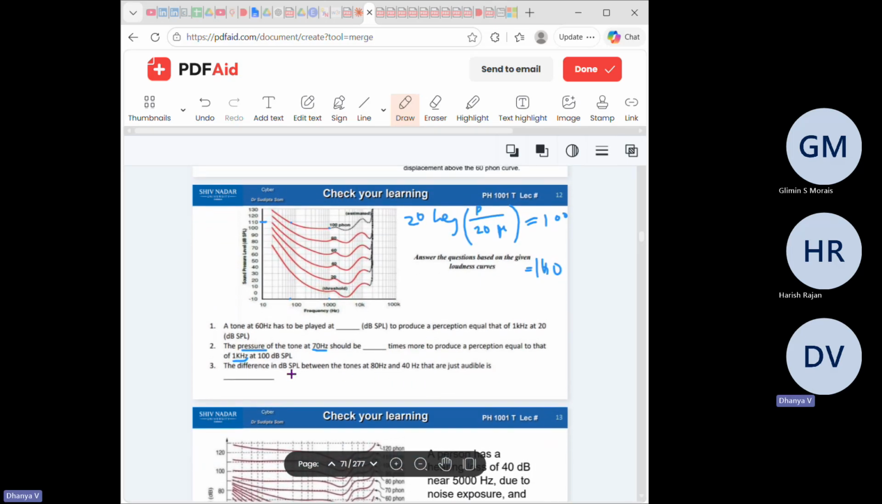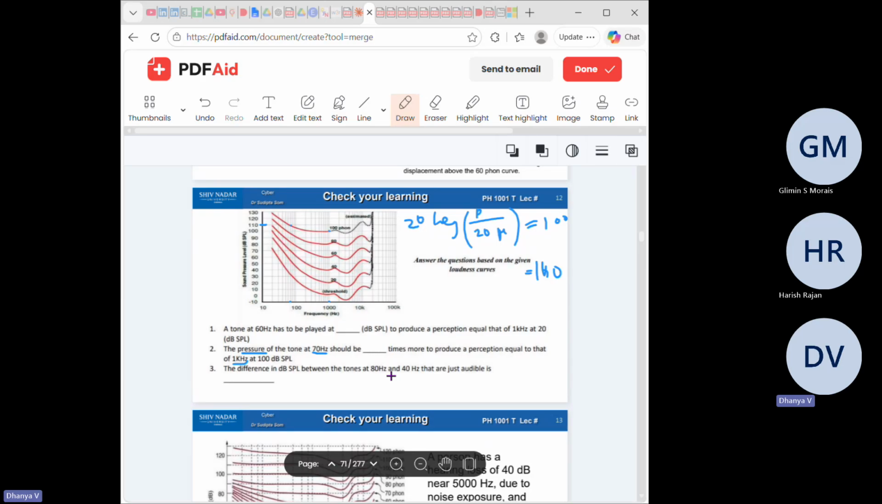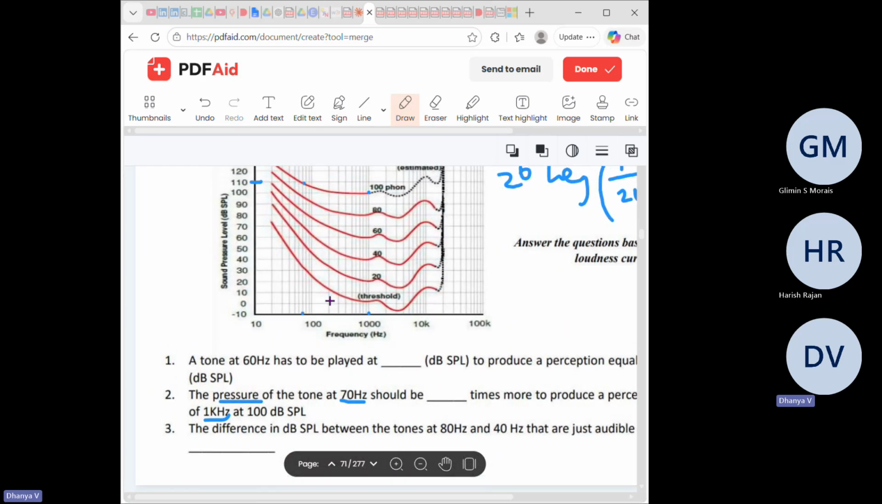Okay, next one. The difference in dB SPL between the tones 80 hertz and 40 hertz that are just audible is... So what do you mean by just audible? That is your threshold. The threshold is the level at which you can actually hear. Below that you can't hear, and above that obviously you can hear. This is what they mean by just audible.